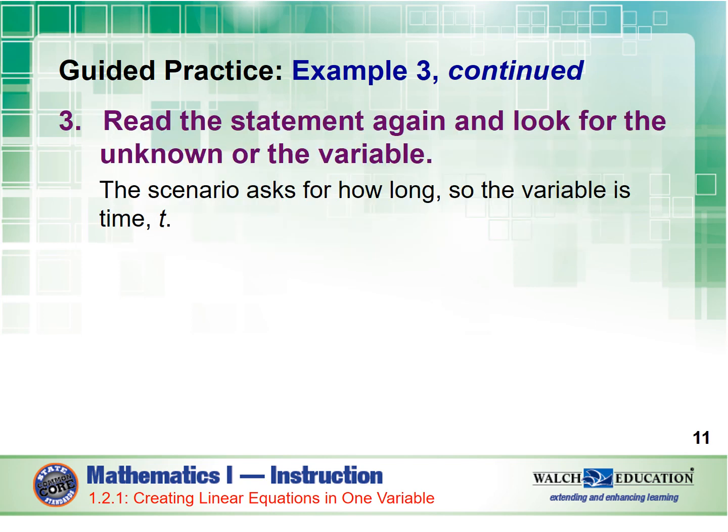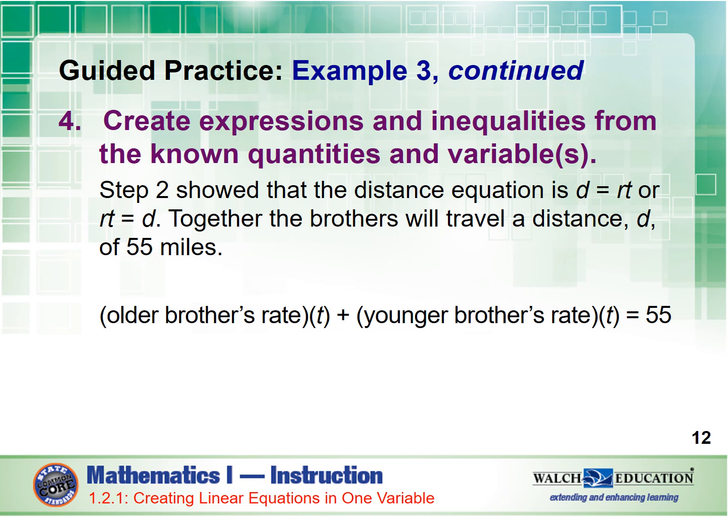We're going to read it again and look for the unknown, or the variable. The scenario asks for how long. So how long is a time? That's t. So we're going to create an expression, an inequality, in this case, expression from the known quantities. So we have distance equals rate times time, or speed times time. And we're going to start plugging some things in.